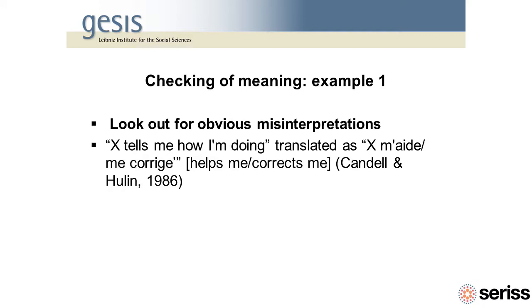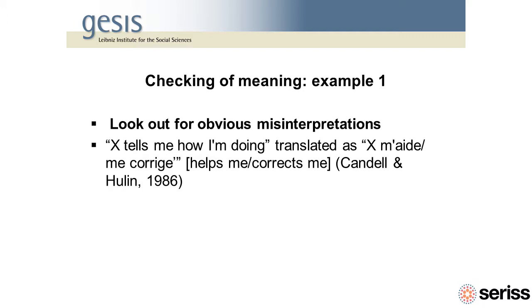You've seen the example before about, do you currently have a partner? But another example could be to look out for meaning or for obvious misinterpretations, such as in this example, that's from a publication X, so that is supposed to be a name of a person. My boss or my supervisor tells me how I'm doing, and that got translated as my boss or my supervisor m'aide, me corrige, which essentially means my boss helps me or corrects me, which is not the same as my boss tells me how I'm doing.